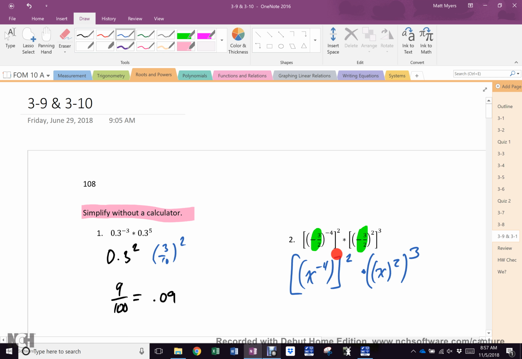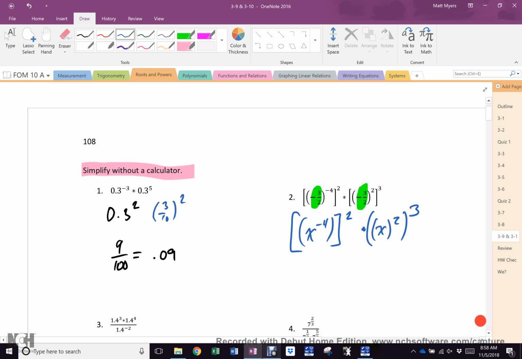Those are the same. Are x and x the same? So can I do this math? Sure I can. What's this? X to the negative 8. What's this? X to the 6th. What do you do with those exponents? You add them to get x to the negative 2.